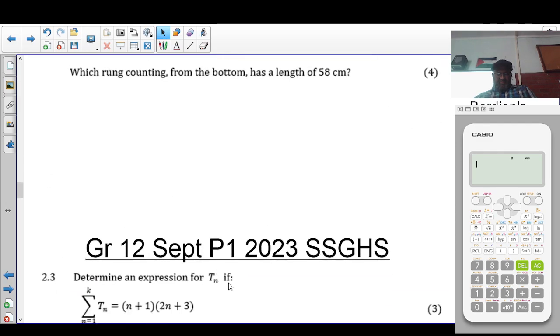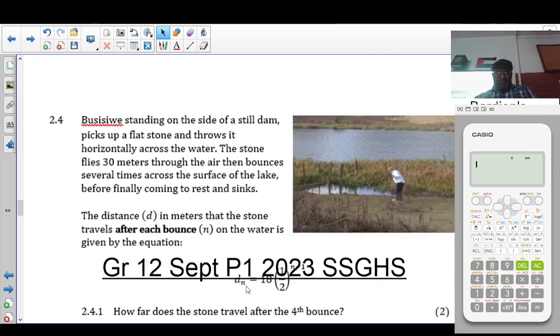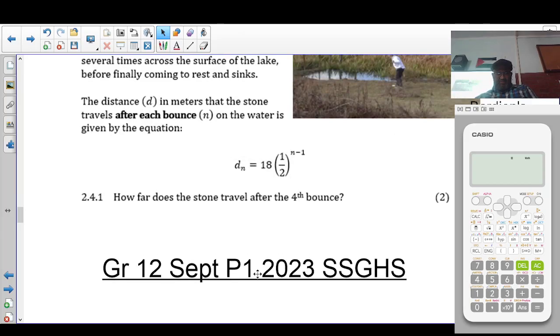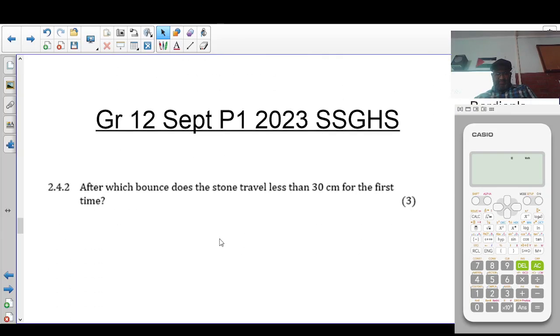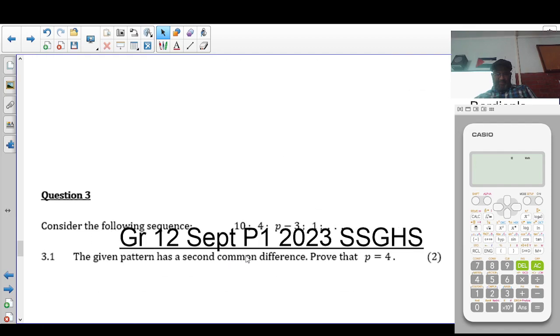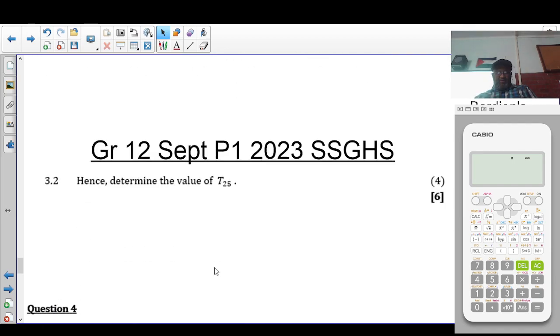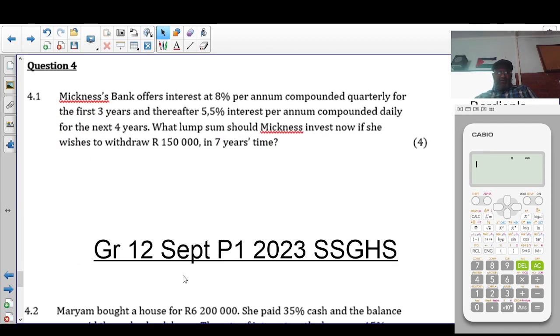So for some reason or other, the computer didn't save this, so I didn't save it. I think we did question 3, no? As you said. So now we're on question 4. So now we look at finance.